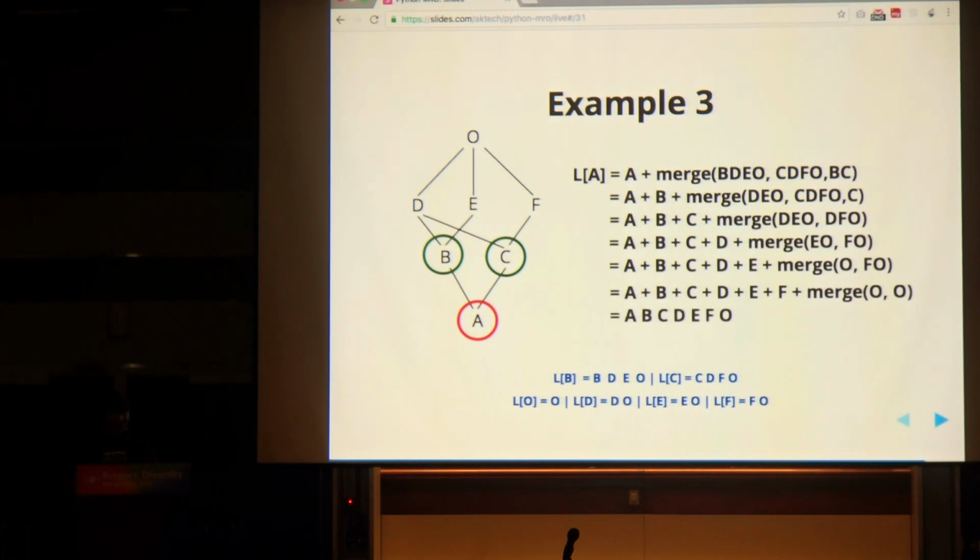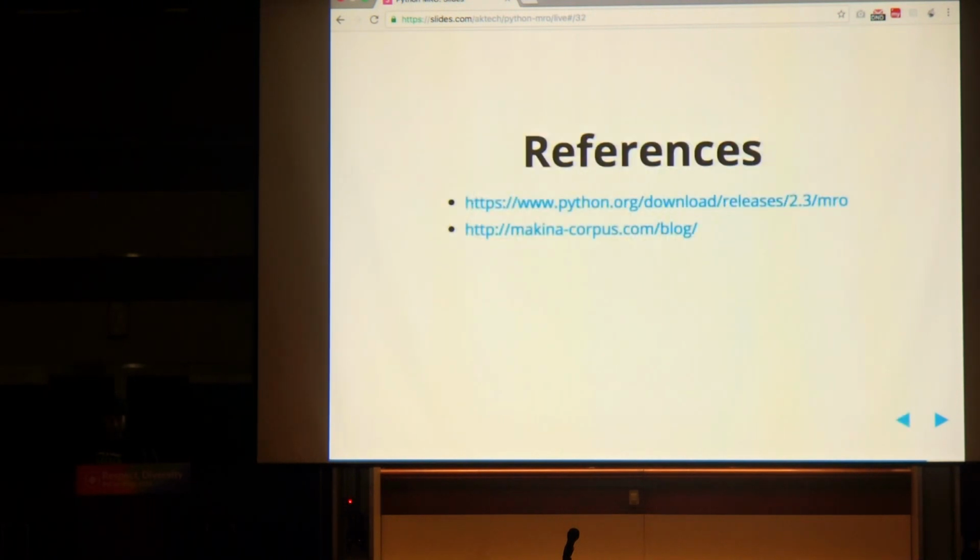So this is the method resolution order for the class A, according to the new algorithm, that is A, B, C, D, E, F, O. So these are the references I used. If you want to learn more about this, you can go to these links.